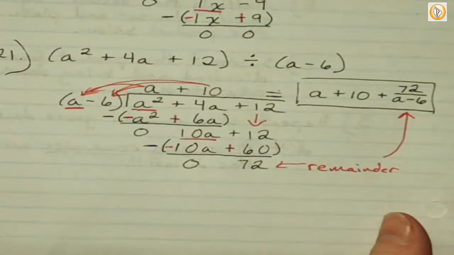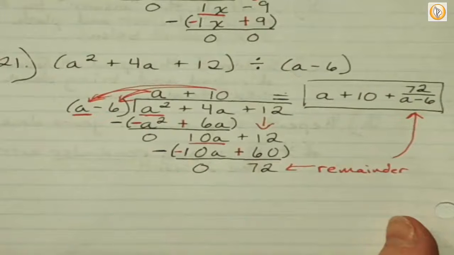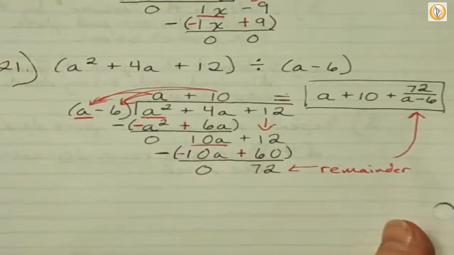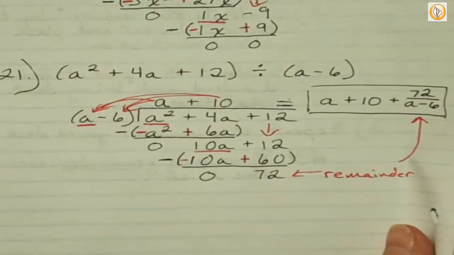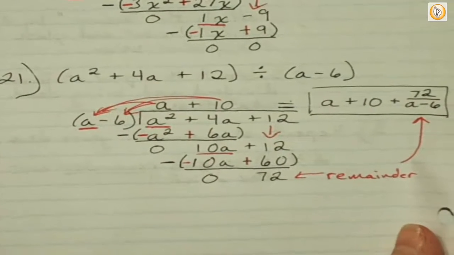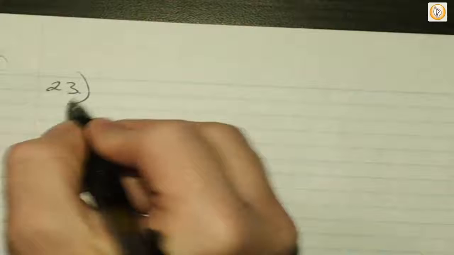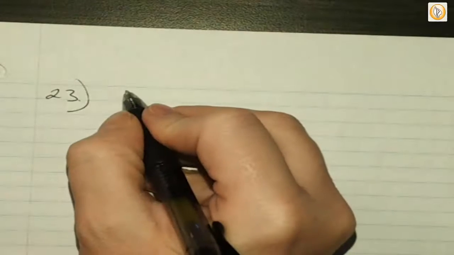Are we seeing a trend here? It's just plain old long division with a twist. A big twist. And I like that. Okay, I got one more for you. So pay very close attention. Number 23. Here we go. This is going to be another one with a remainder.